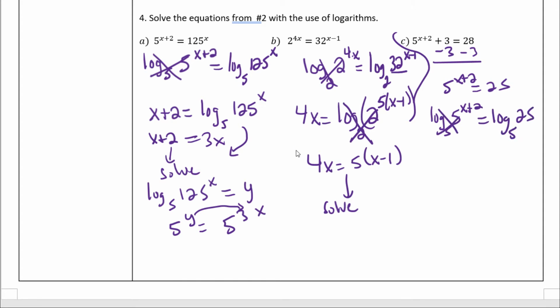So those cancel. So we have x plus 2 equals log base 5. Now we can rewrite this as 5 squared, and then the 5's cancel. So x plus 2 equals 2, and x is equal to 0. There are a couple ways that you can do this. I'm showing you multiple techniques, just in case you remember one or you favor one over the other. But they all essentially mean the same thing. They all revolve around the same concept of exponents.